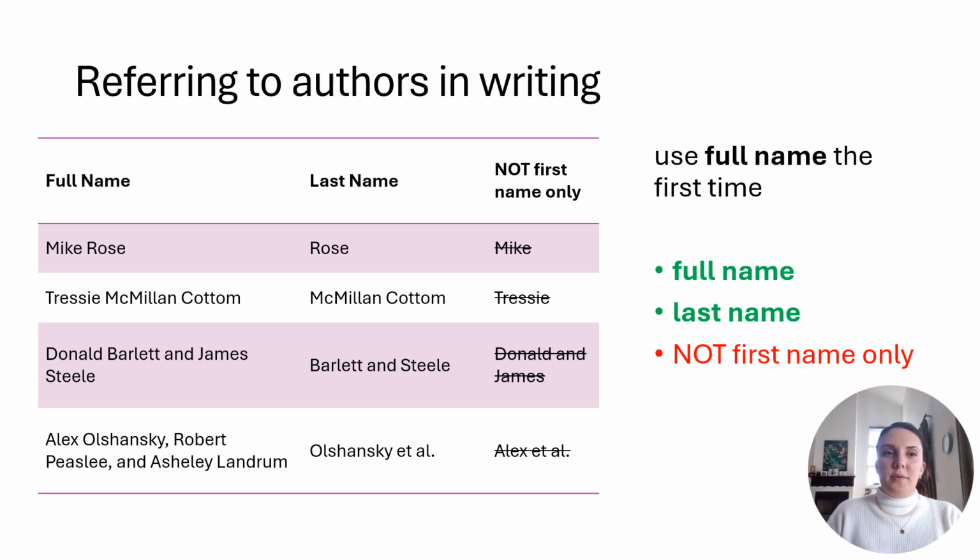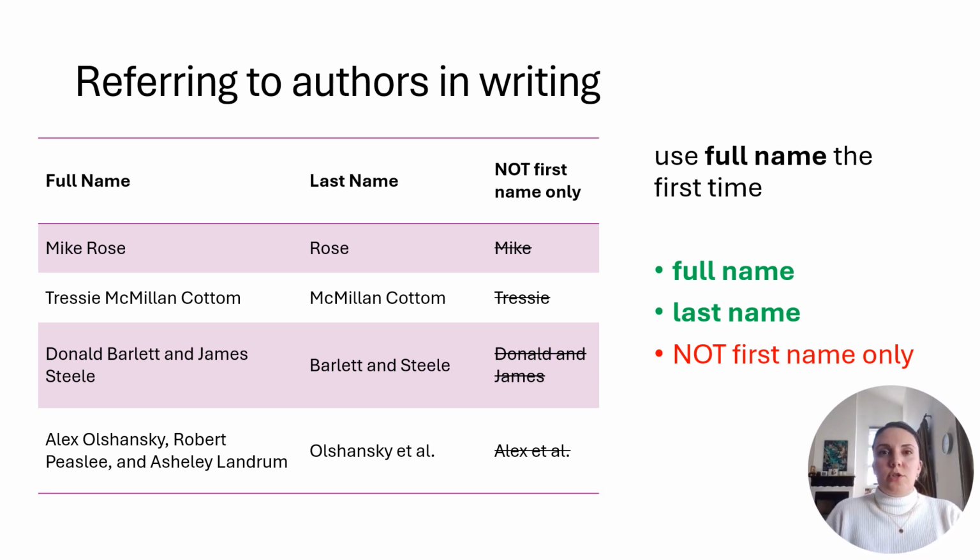When referring to an author, make sure that you don't call them by just their first name. The reason you want to avoid that is because it's too informal. It implies that you actually know that person on a first name basis, and in most cases, you probably aren't on a first name basis with the author.